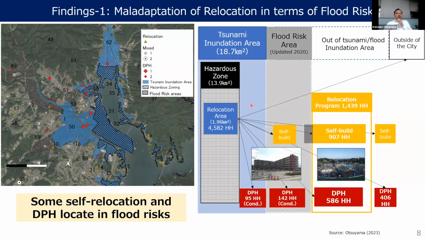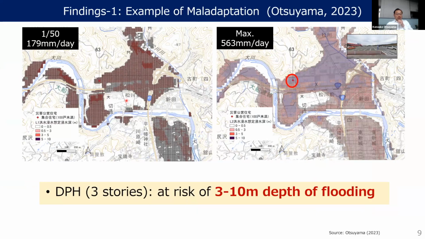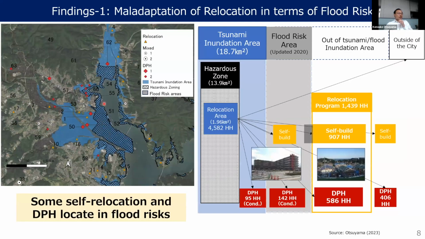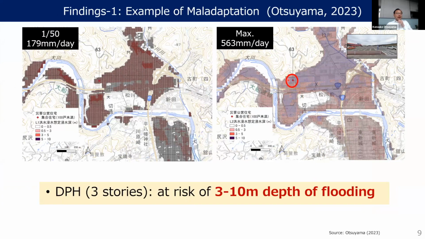But unfortunately, due to the flood risk map update in 2020, some of the neighborhoods are at risk of flooding. For example, this disaster public housing: they relocated from the coastal area, but unfortunately they live in a high flood risk area. For example, this purple shows 5 to 10 meters. They were supposed to be made safe by relocation, but in terms of flooding, they faced another disaster risk.